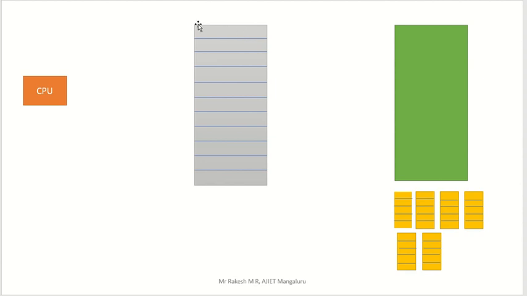Another thing, we are dividing only the user space. We have another space called the operating system space in the main memory, so that is not shown here. We can divide only the user space of the main memory into frames. Here also we have many frames.